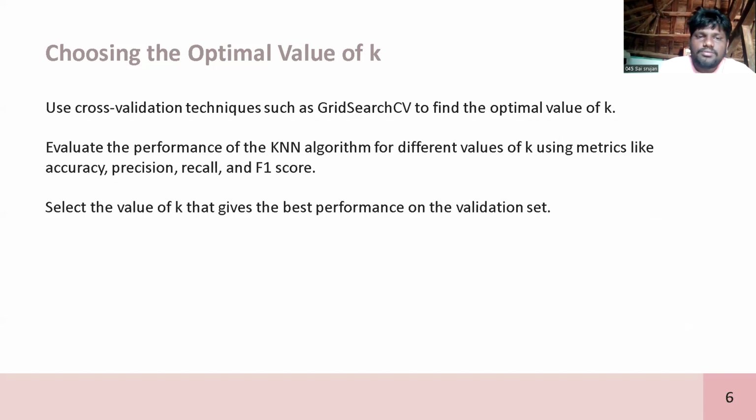Evaluate the performance of the KNN algorithm using metrics: accuracy, precision, recall, and F1 score. These are all used for calculating the optimal value of K. Based on these values, we evaluate the model. Select the value of K with the best performance on the validation set. So based on the K value, we are performing the validation on the dataset.